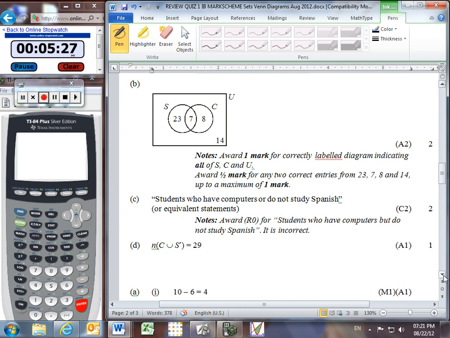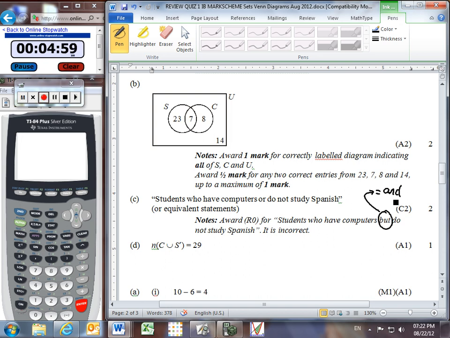But you'll notice that you would not get any marks if you wrote students who do have computers but do not study Spanish, because the word but is always equal to the word and. So be careful. You can use but when you're about to describe a second condition in an and situation.